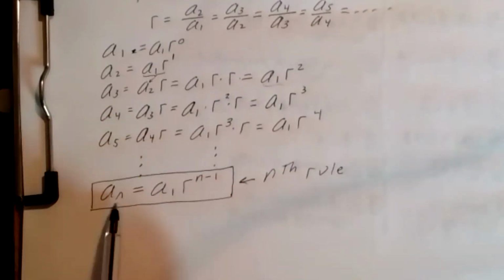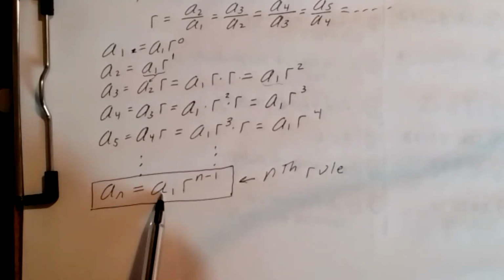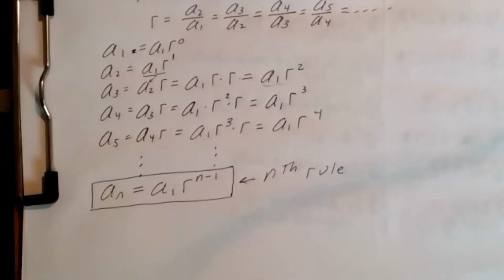This rule will enable you to crank out any term of a geometric sequence so long as you know the first term and its common ratio. So this is a wise one to have in your memory banks, or at least to have handy. You'll need to know that rule.